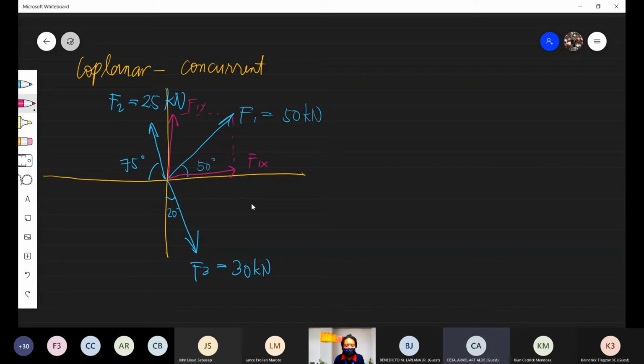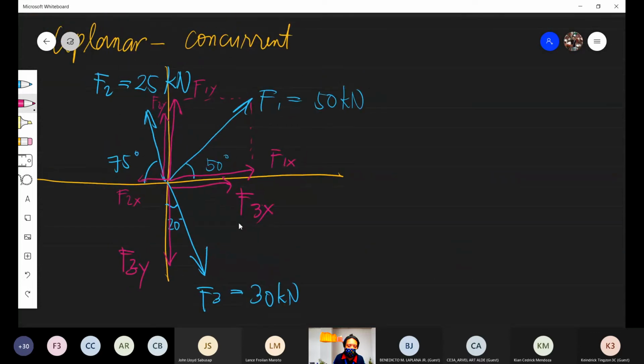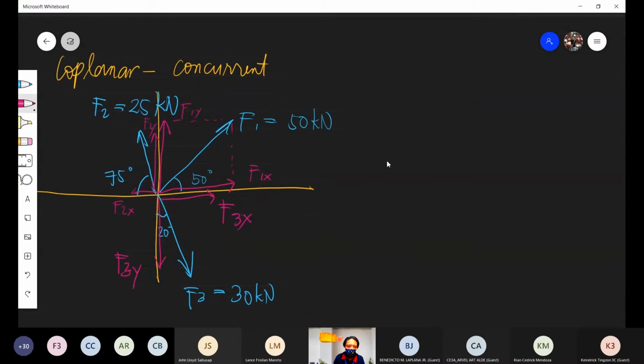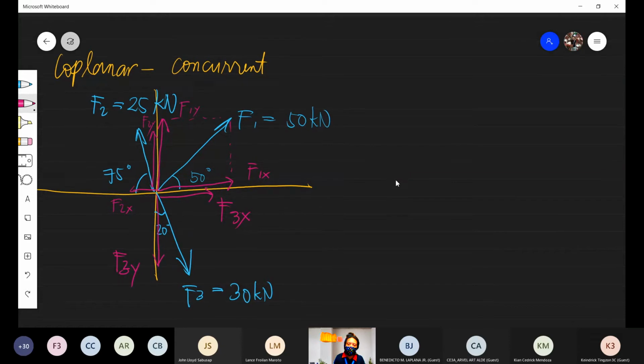Then we sum it up, then we solve for the resultant. So we also get F2y and F2x, then here, F3y and F3x. I hope you can see what I'm writing. Is the violet color okay? Yes, sir. Okay. So once you get F1x, F2x, and so on, F1y.